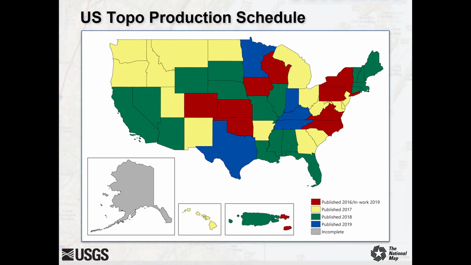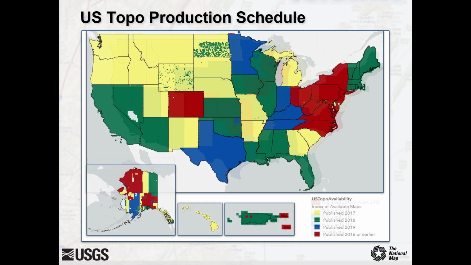Starting in 2009 and continuing beyond 2019, US Topo maps have been produced on a 3-year cycle. This graphic shows a snapshot of a 2019 cycle where the oldest current US Topo maps of the contiguous United States, produced in 2016, have been partially replaced by newly created 2019 maps.